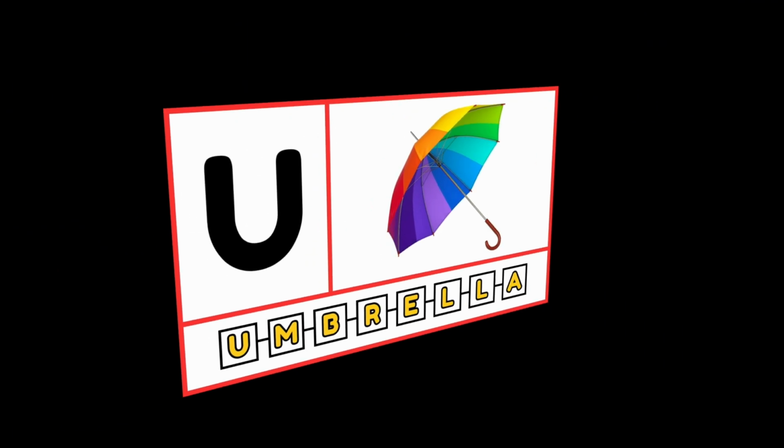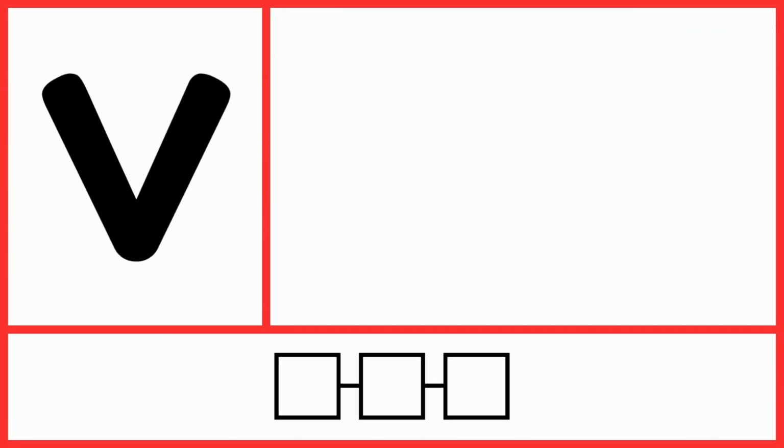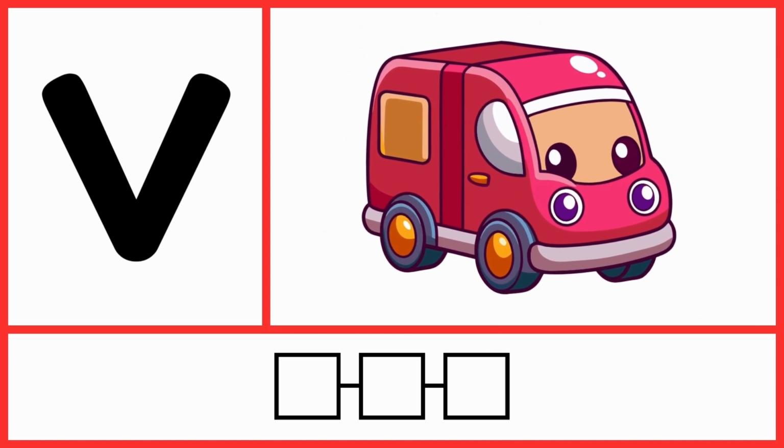V. V is for van. Let's spell it. V, A, N. V is for van.